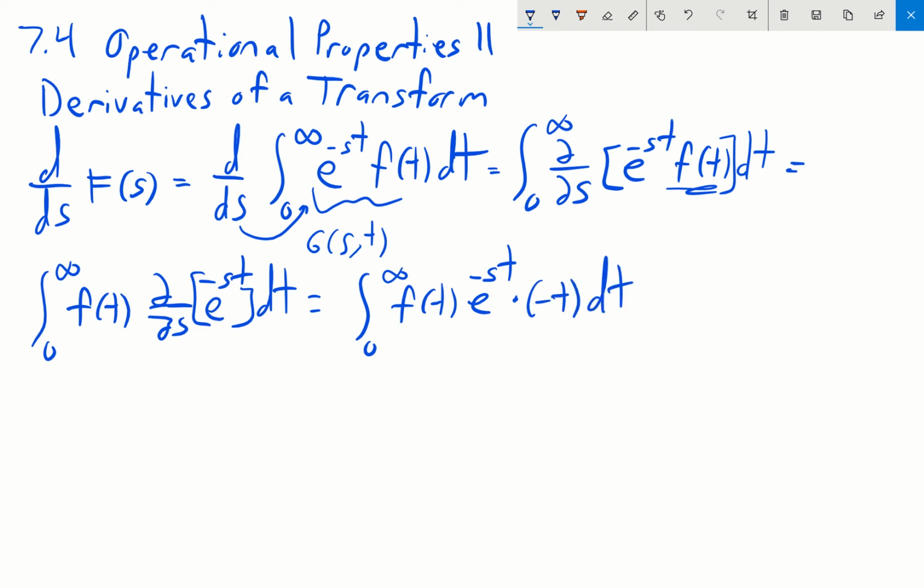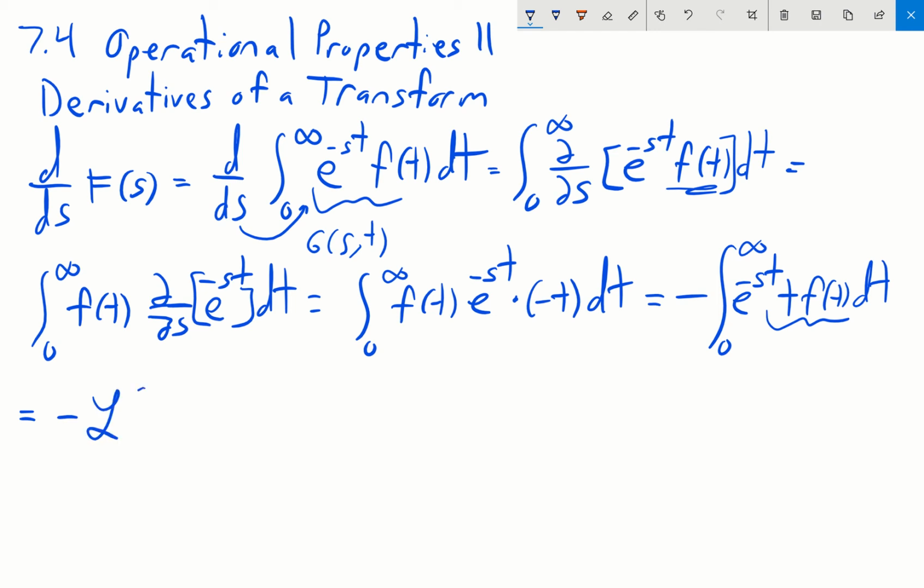And we can rewrite this if we take a look at exactly what's happening here. I can pull the negative sign out. This is the integral from 0 to infinity of e to the negative st times t f of t dt, and this would be the Laplace transform of the function t times f of t. So what we have here is the negative of the Laplace transform of t f of t.